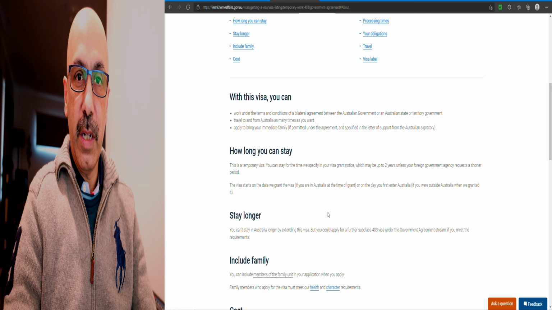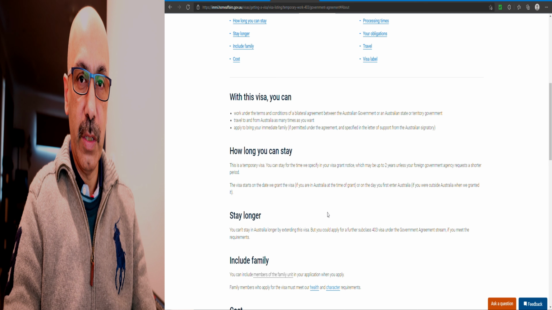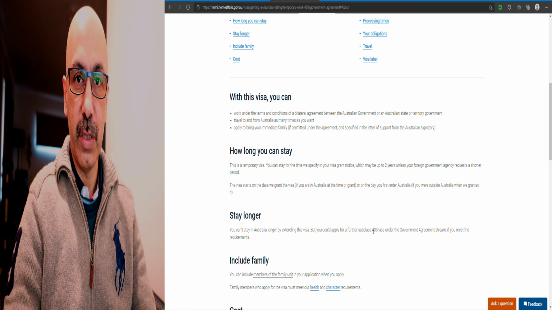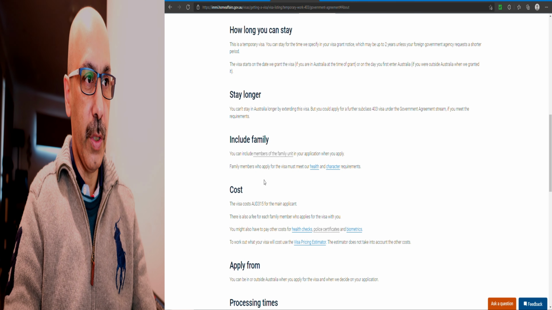So what does that mean? It means that to stay longer on this visa, you cannot extend the same visa you are on for another 2 years. You need to apply for a visa again, which is obviously subclass 403. Then you will be able to get a new visa and stay for another 2 to 3 years.